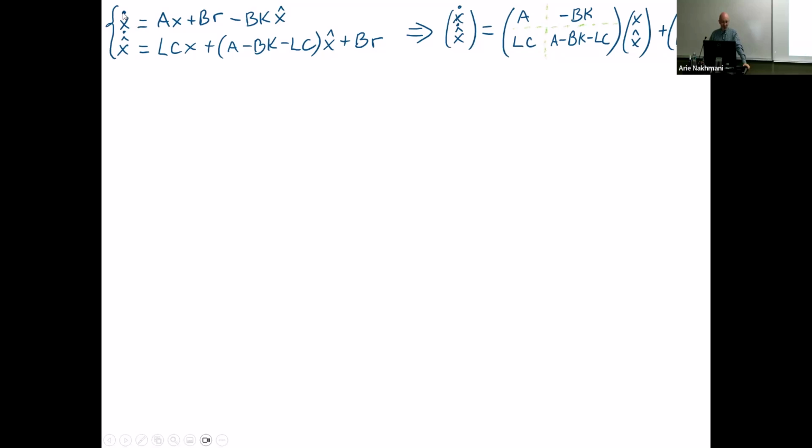So x dot equals Ax. So this is block of A times x minus BK times x hat. It's minus BK times x hat. All right. Plus B times r. So it's plus B block times r. Pay attention that all of them are blocks. Okay, these are 4 blocks. These are 2 blocks, 2 blocks, and 2 blocks.